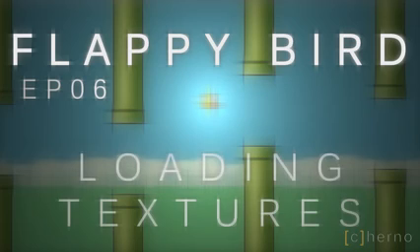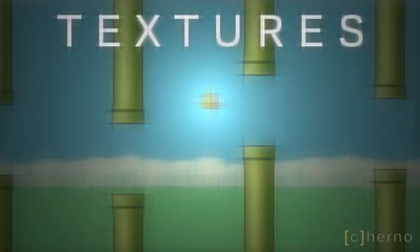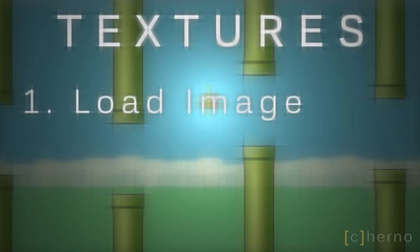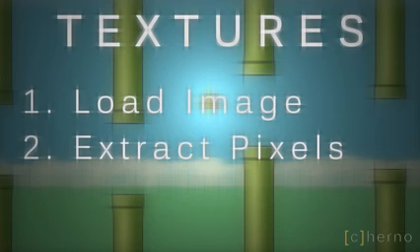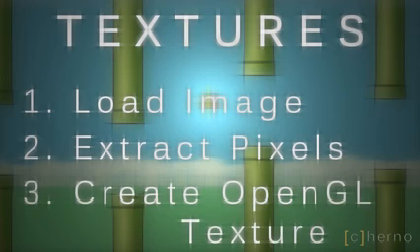Today we'll be talking about loading textures into our game, as well as buffers. Since we want to be able to use textures in our game, we need a way to go from an image file to something that can be displayed on our screen. The workflow is pretty simple. Firstly, we need to load our image file. Then we'll grab the pixels from that image and finally use them to create an OpenGL texture.